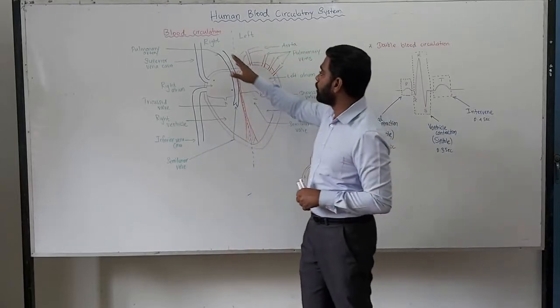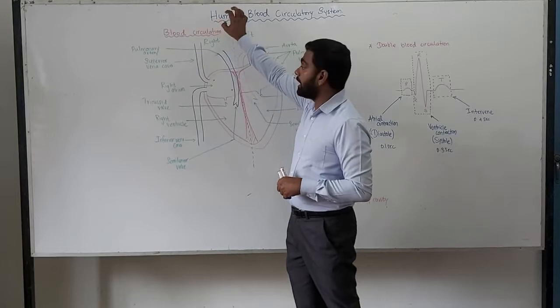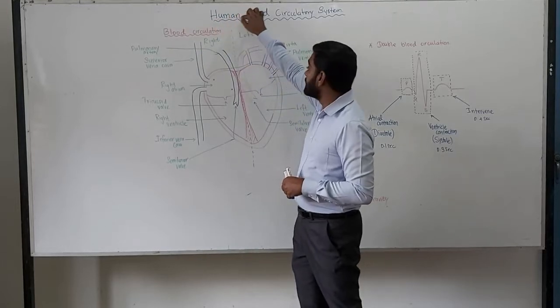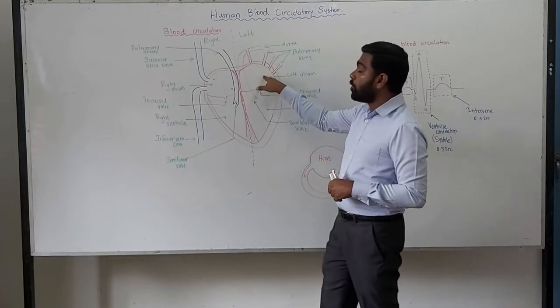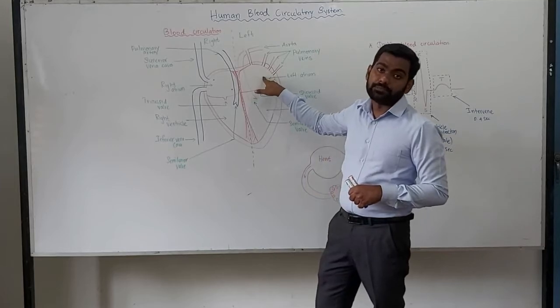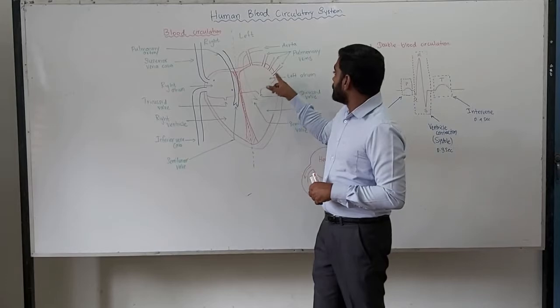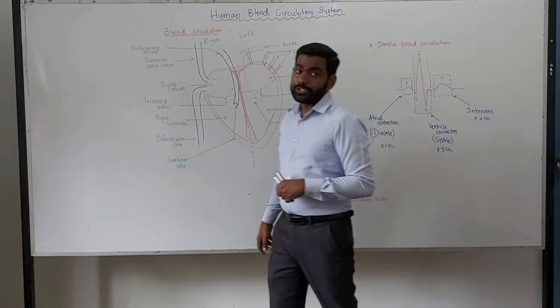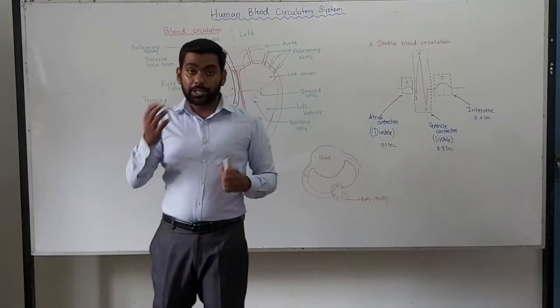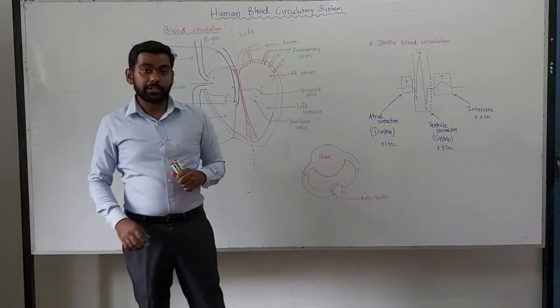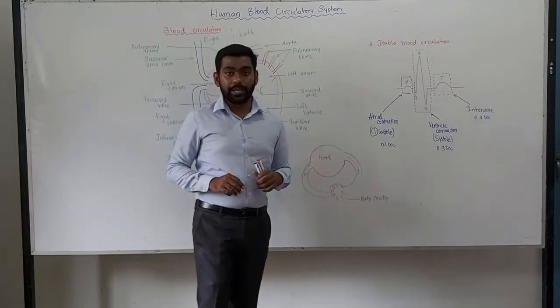Now this time it goes to the lungs, where it gets oxygenated and comes back to the left atrium, where it divides into four. You can see pulmonary veins are coming. There are two types of blood vessels. We can divide them into arteries and veins.